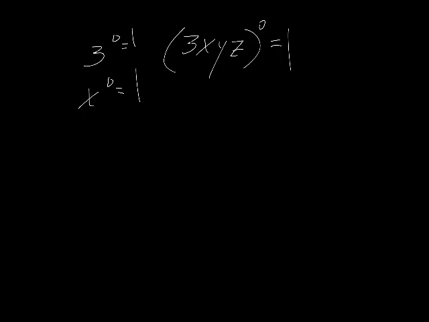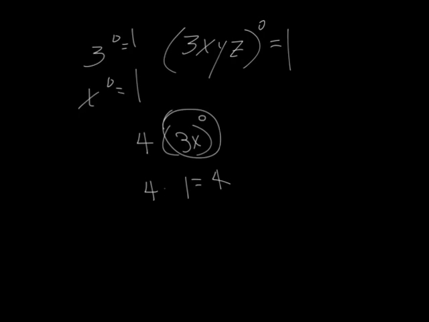Always. If I have 3x to the 0 power 4, the part that the 0 is on is 1, and this is 4 times 1, which equals 4, because the 0 exponent is not on the 4. So that's pretty much all it is. Let's look at a couple examples here.